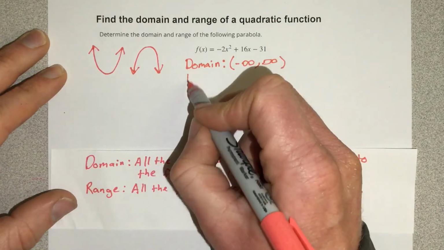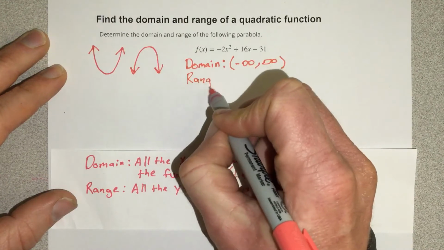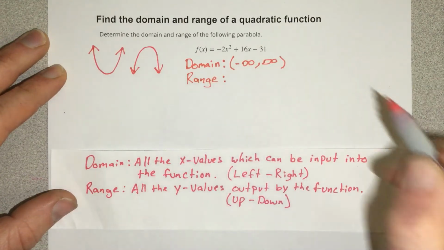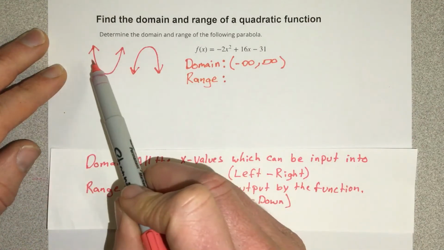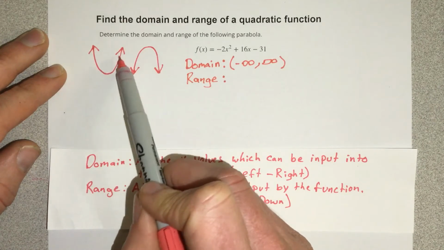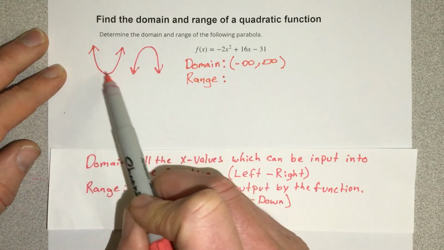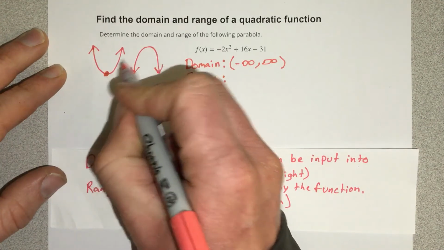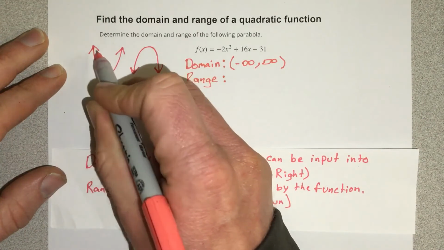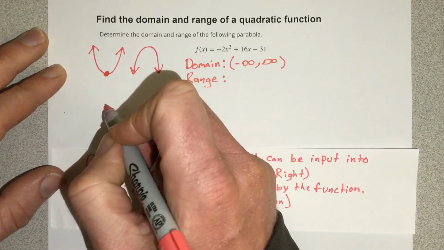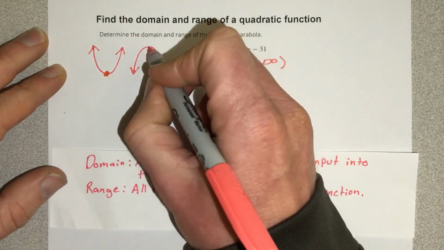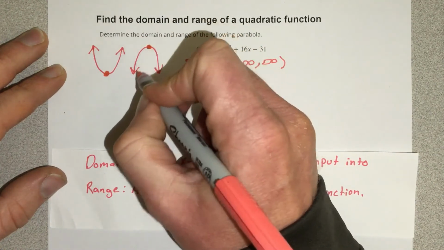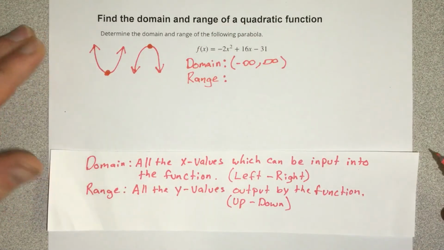Now the range is going to be different. If you notice, on each quadratic, whether it's opening up or opening down, there's going to be what's called a vertex. So the vertex for a parabola that's opening upwards is going to be the minimum, and for a parabola that's opening downwards, it will be the maximum.